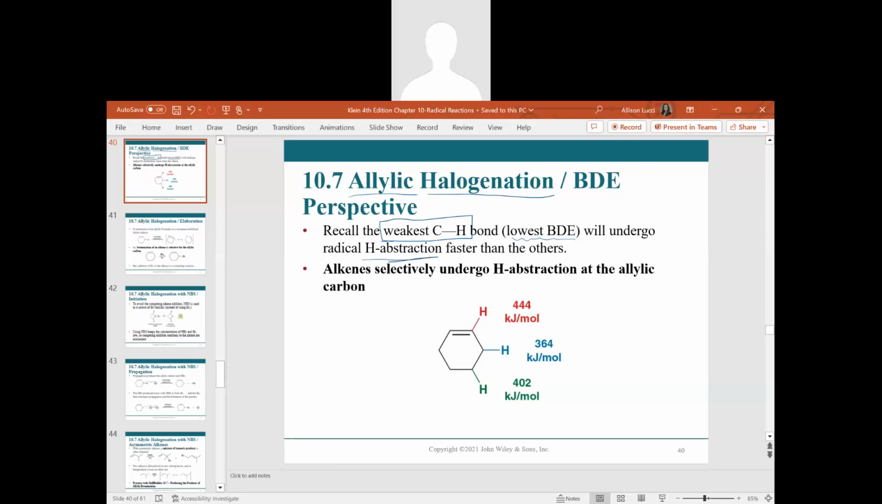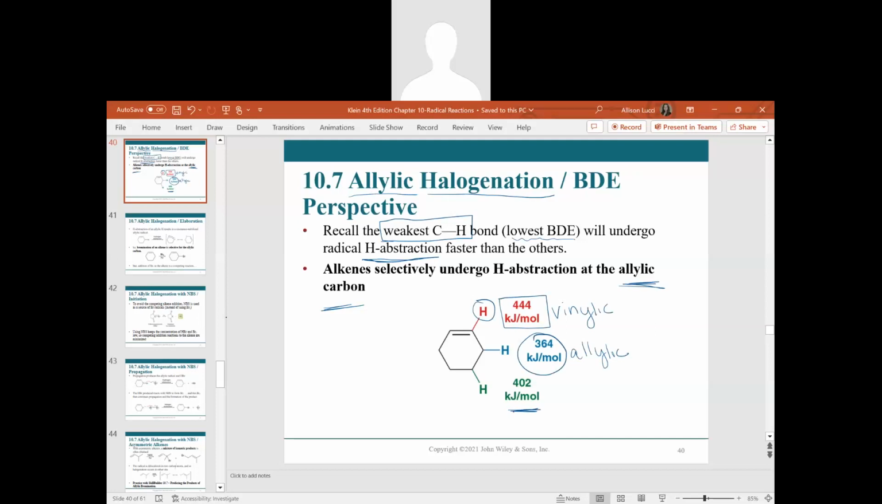So in this reaction, alkenes would have this halogen abstraction at the allylic carbon, and that's where the halogenation would occur as well. Let's take a look here. We have a vinylic site that has the highest bond dissociation energy. We have our allylic site here, which has the lowest, and then we have another site down here that is neither, and that has a bond dissociation energy in between.